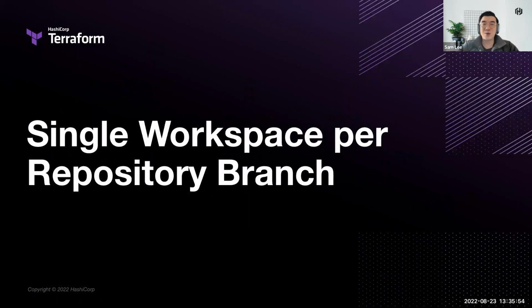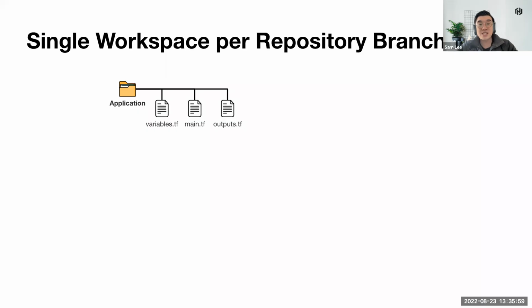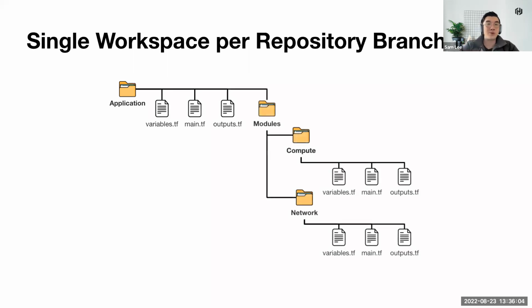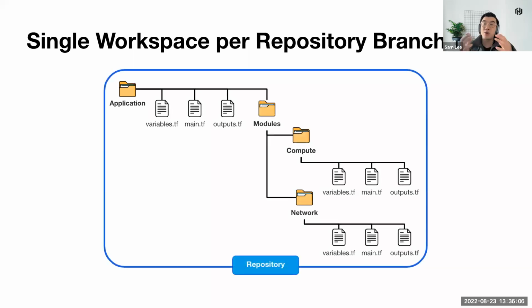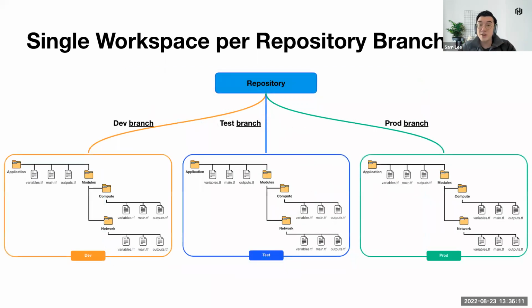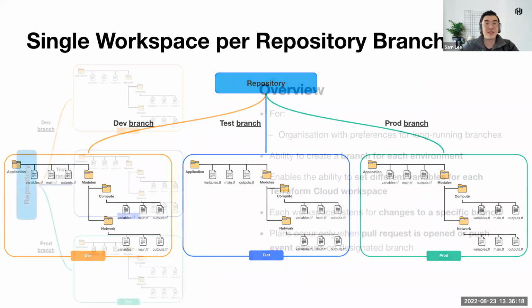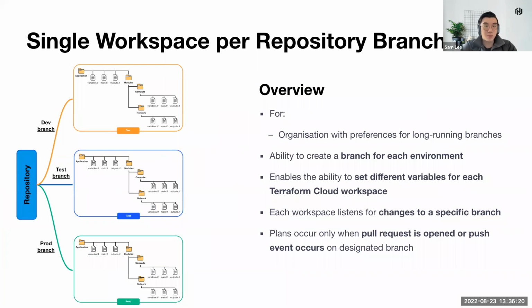So let's start off first with the single workspace per repository branch approach. Now, with this approach, we essentially have our Terraform code combined with a directory that houses all of our modules. And this will be inside a single repository or single code base. To begin creating our own different environments, we're going to be using long-running branches for our dev environments, tests, and prod as well. Now, when connecting the repository to a workspace in Terraform Cloud, you can set different variables for each of those workspaces. That means one set of variables for prod, one for test, and one for dev.